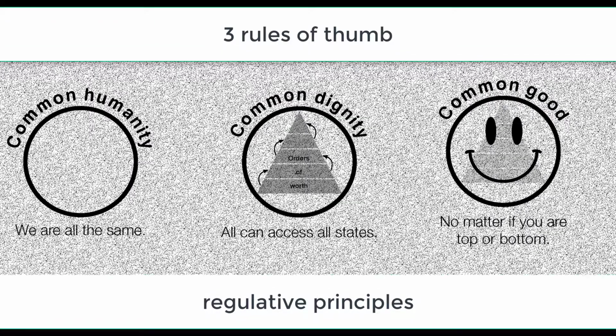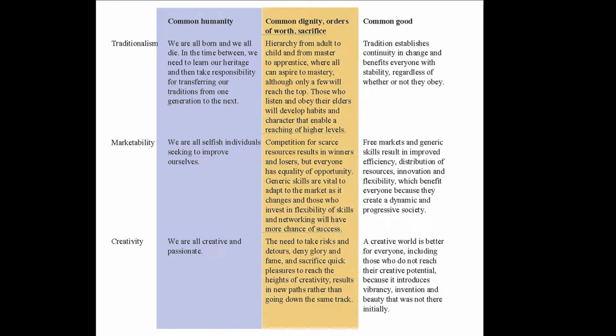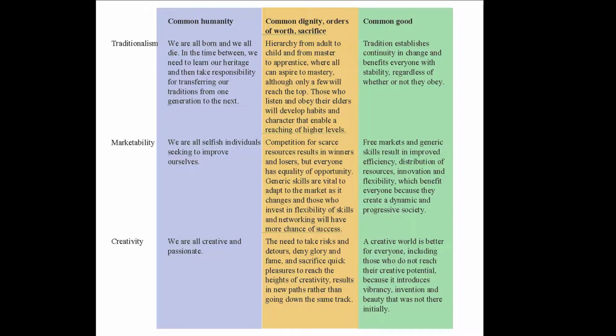So let's work with this table in front of us, and what we have is three quite important regulative principles in education: traditionalism, marketability, and creativity. What I'd like to do quickly is sketch out how common humanity, common dignity, the orders of worth, and the sacrifice you need to reach the higher levels works, and the common good for all three. And you'll see that they are very different in the way that they work.